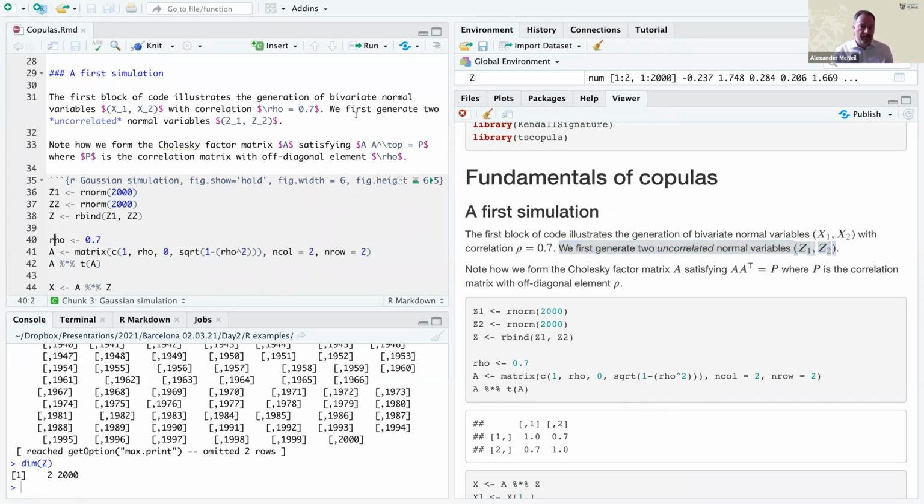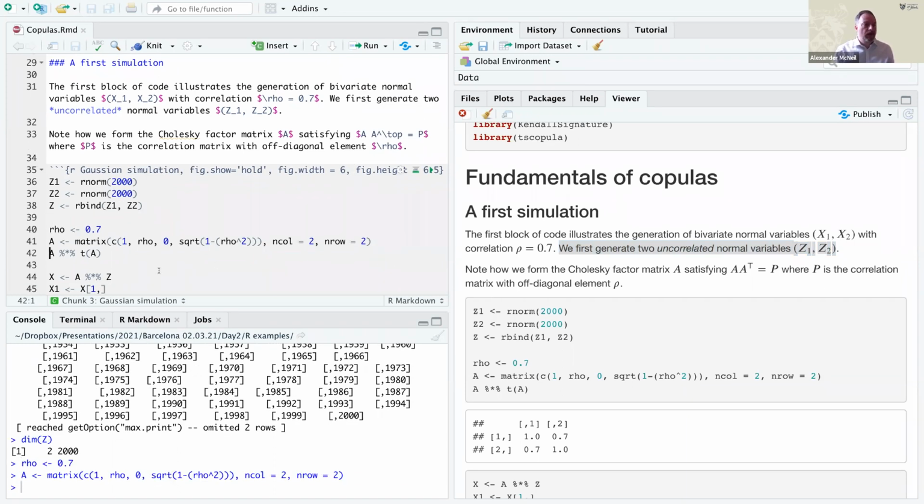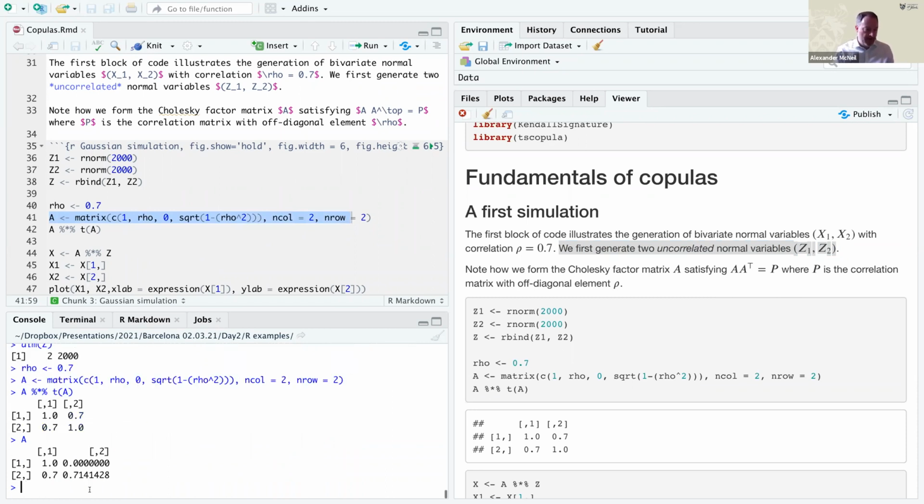Well, let's take the correlation matrix, which looks like this. So the correlation is 70% between the 2 variables. And I've constructed it from a lower triangular matrix A. So A is lower triangular, and TA is the transpose, that's upper triangular. And this matrix A is the Cholesky, sometimes called the Cholesky factor.